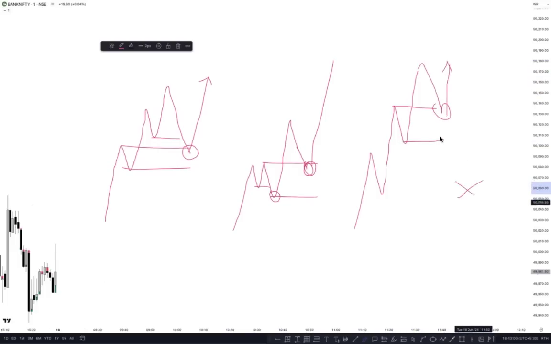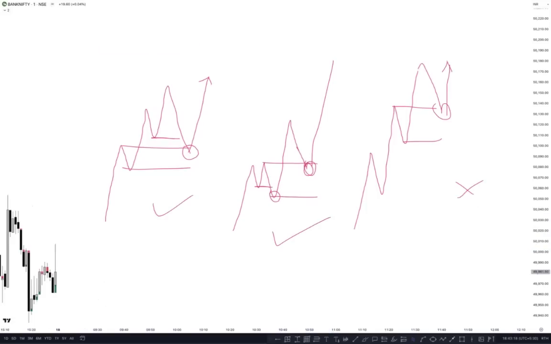This one is a no. Why? Because it has not taken out the liquidity, and it has not taken out the inducement. So price must take out either the inducement or the liquidity. If price taps on it, then we can plan for the buy. So these two are valid and this one is invalid.